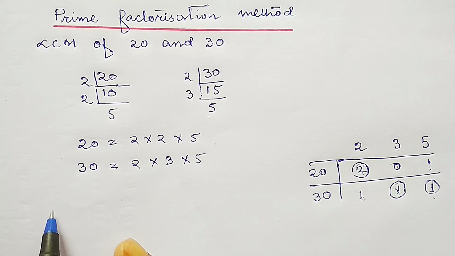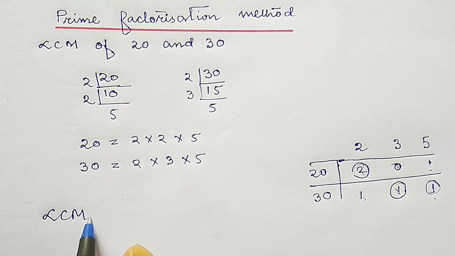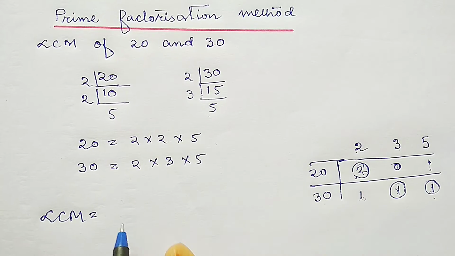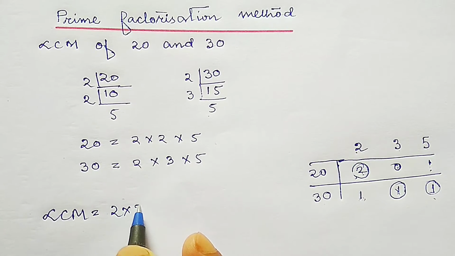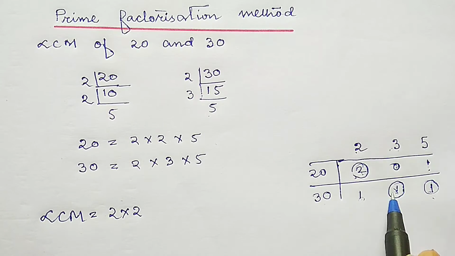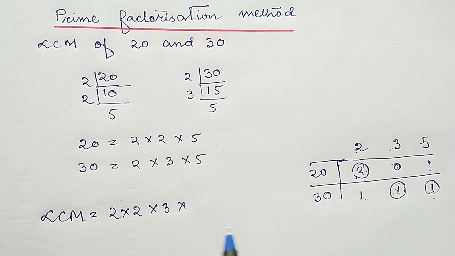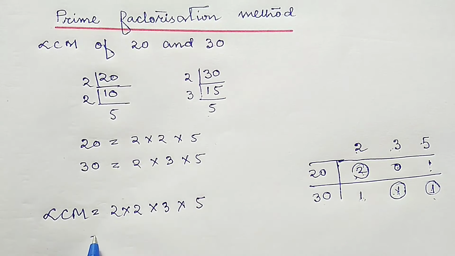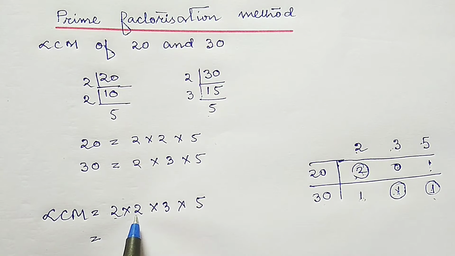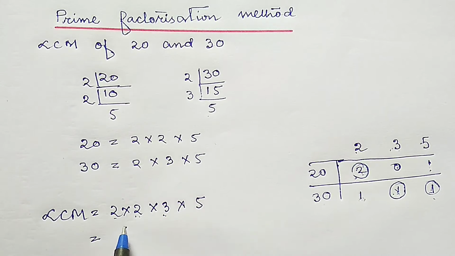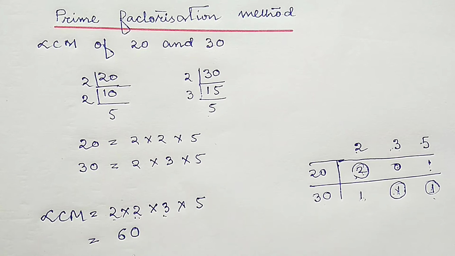Now the LCM will be: 2, you have to write 2 times, so you write 2 into 2. 3 you have to write once. And 5 also you have to write once. Now 2 2s are 4, 4 3s are 12, 12 5s are 60. So here the LCM is 60.